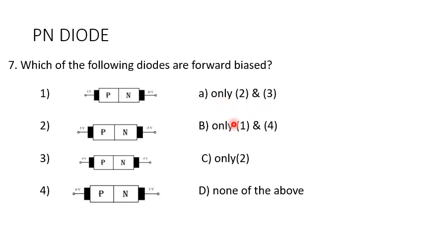Why? Because here P is 0 volt and N is minus 5 volt. See, anything greater than negative potential is forward biased, even if it is 0 volt. Anything more than a negative value is forward biased only. Now we'll see the answer.